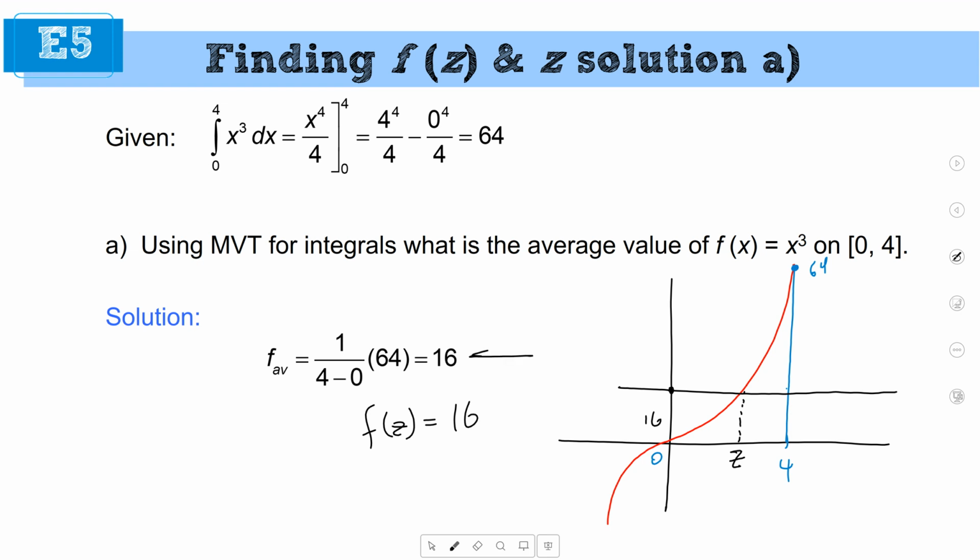And how do I find z? I take this and I go z cubed is equal to 16. So z is equal to the cubic root of 16, whatever that is, I don't know. Plug z into the function, set it equal to the value that you find for f of z. Because we know the y value, we're looking for the x value. So why is it z cubed equals 16?